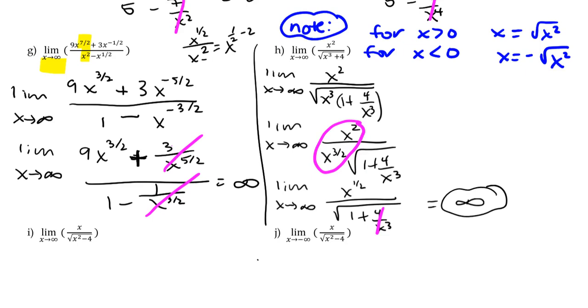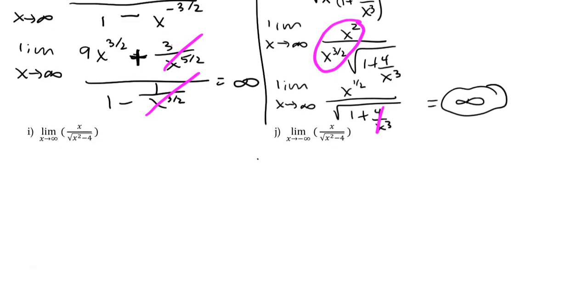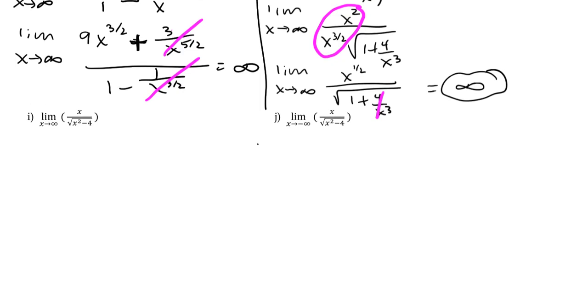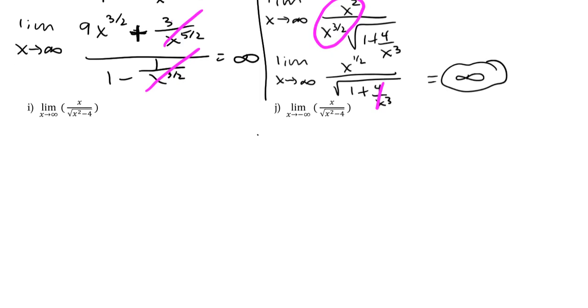Okay, going on to the next one. Look at I and J. They are so similar, except in one x goes to positive infinity and in one x goes to negative infinity. So we're going to start off by rewriting this. Now in this case, this one looks slightly different.